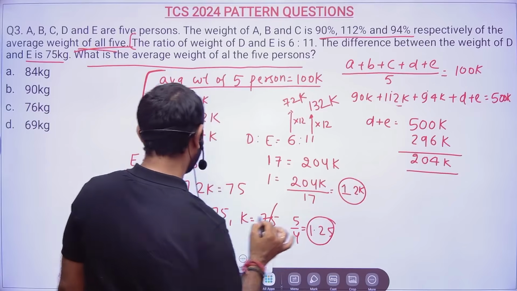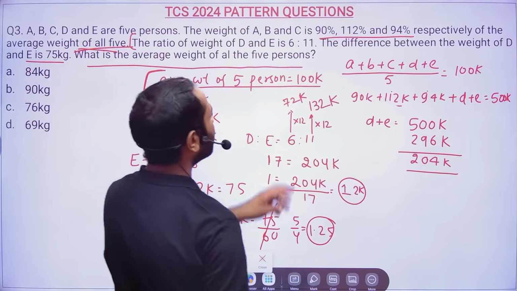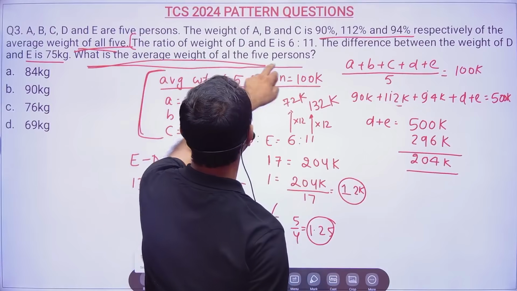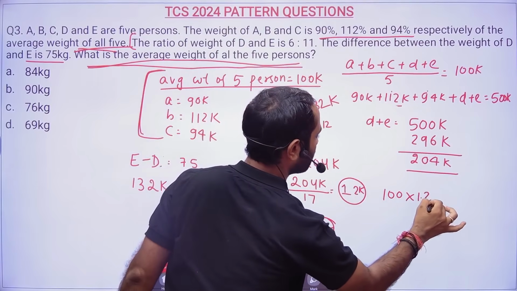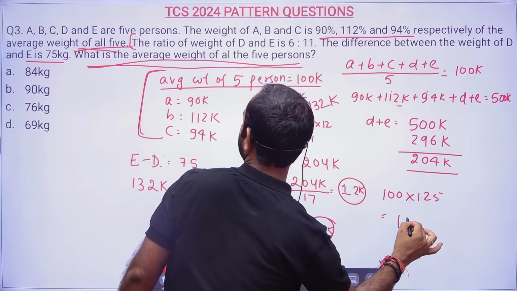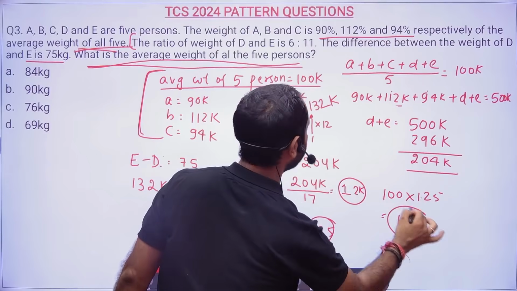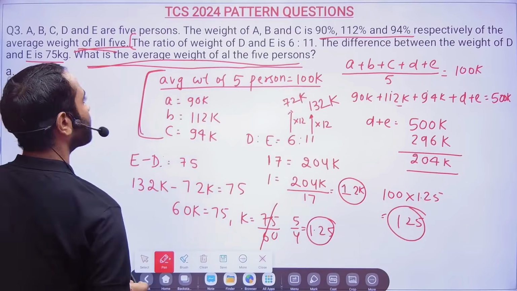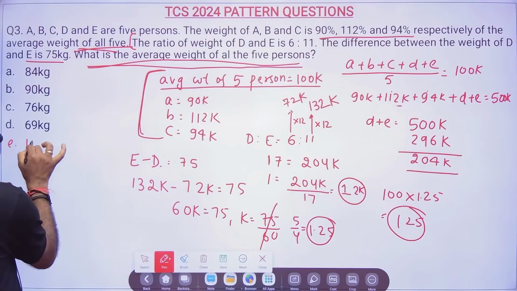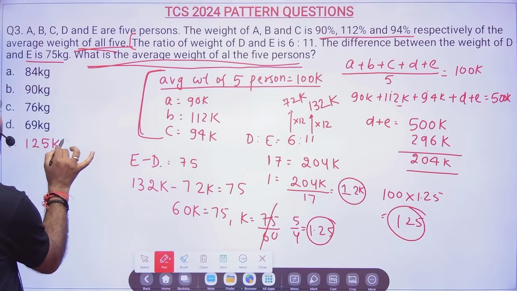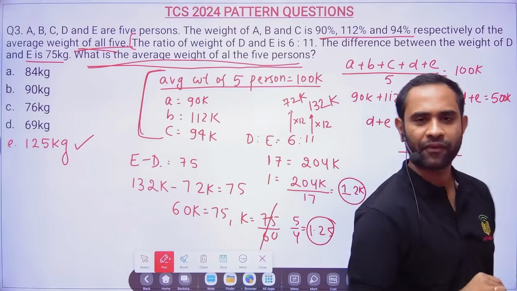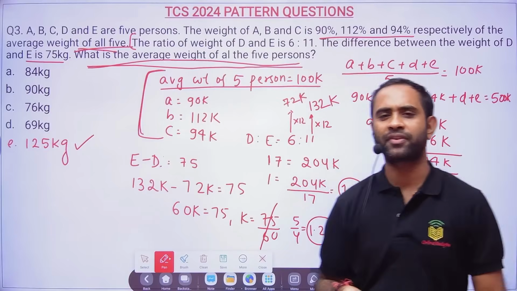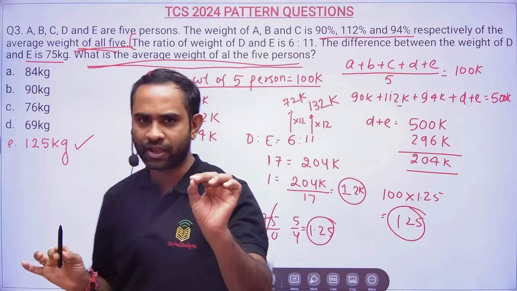We got the value of k, and now they're asking, what is the average weight of all 5%? So it is 100 into k. So 100 into 1.25, it will be nothing but 125, right? Okay. So here the option definitely, there will be one more option, 125 kg, and that will be the correct answer, right? So the average weight of all persons will be 125 kg.